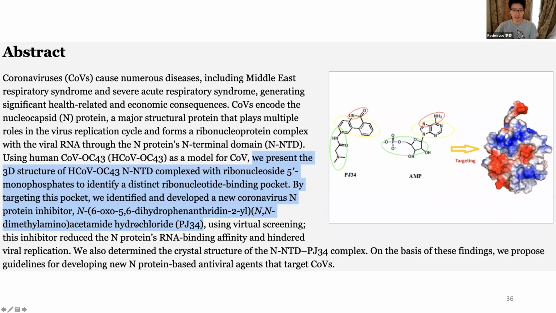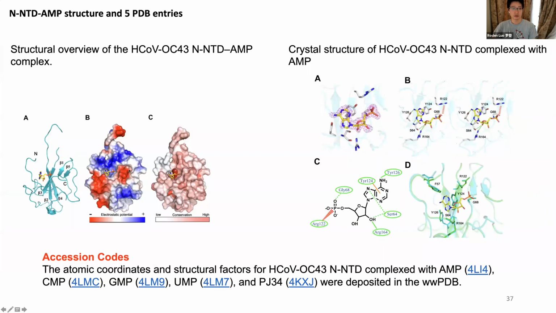And they identified a chemical called PJ34. It's an analog to the RNA building blocks. It can also bind to that groove, so it can serve as an inhibitor, which is related to drug development. So this is the structural overview of the binding between N-TD and AMP. AMP is the building block of RNA, A, U, C, G, those bases, nucleotide. This is A.